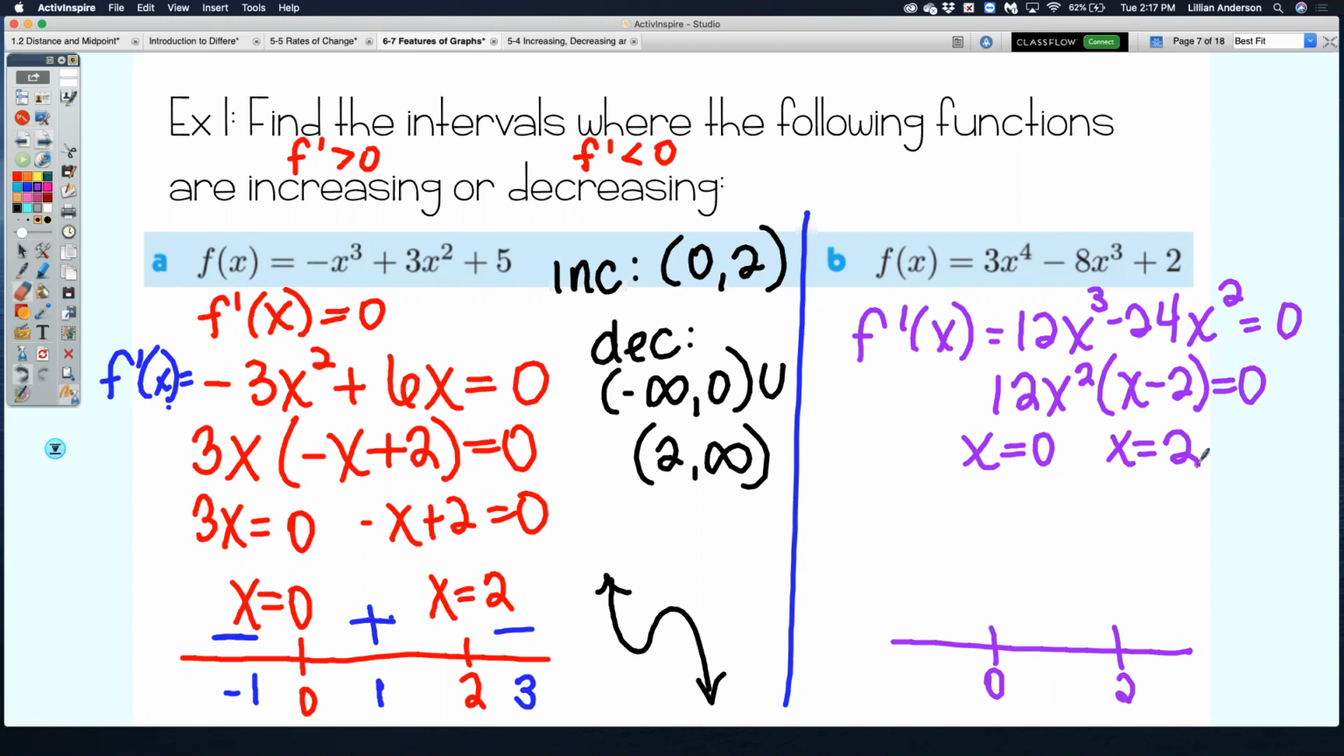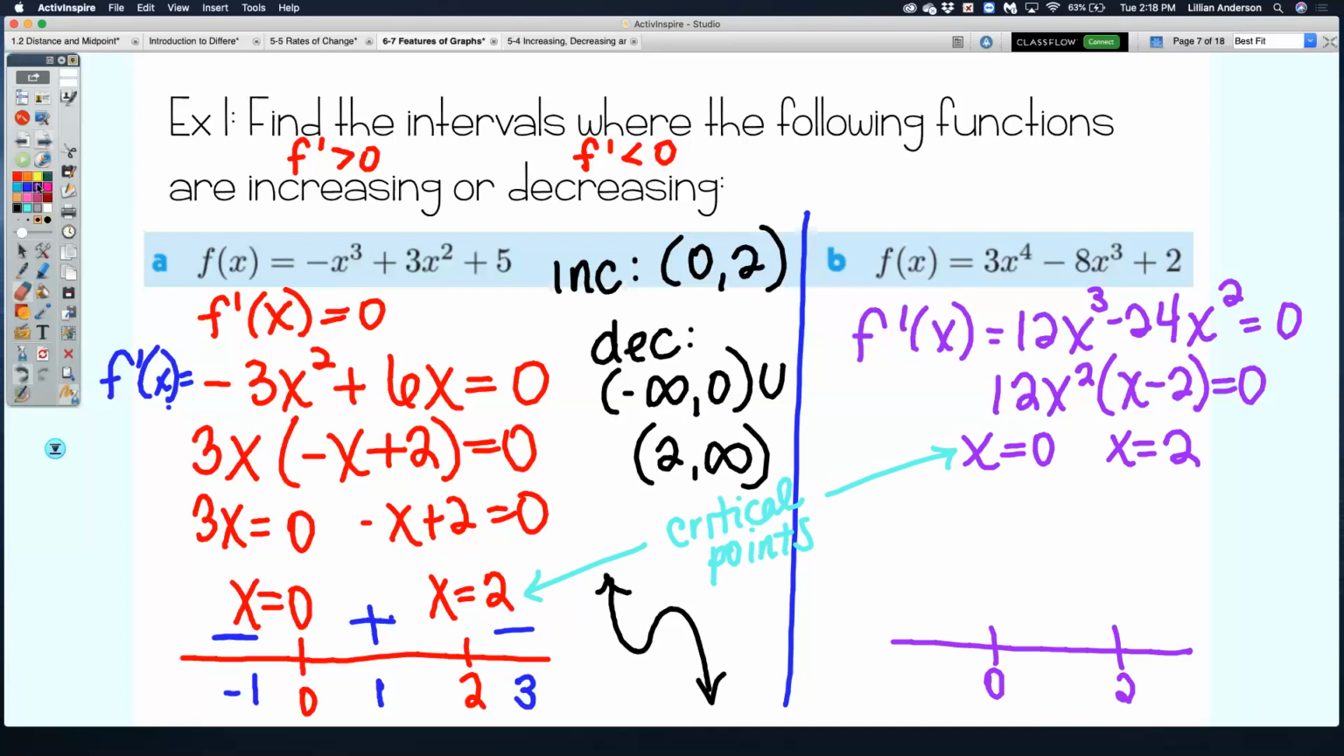Real quick, I forgot to mention this. These right here, when you find those, these are called critical points. Okay, these are called critical points. I want to make sure to highlight that. So when we set the first derivative equal to 0 and find those values, yes, they are called stationary points. They help us find intervals, but they're also called critical points. Okay. All right. So we make our number line.